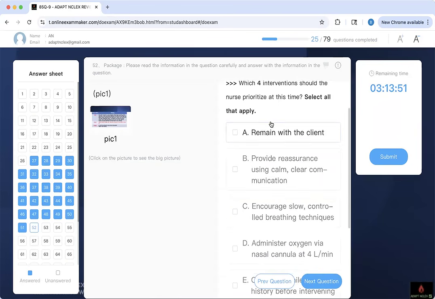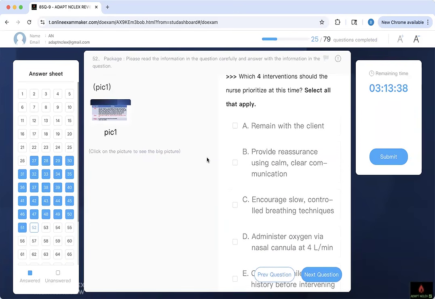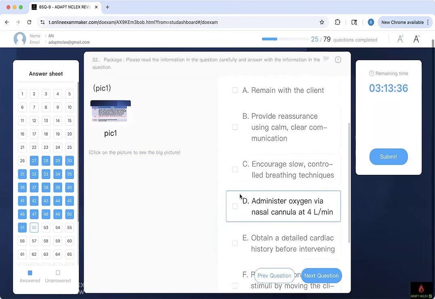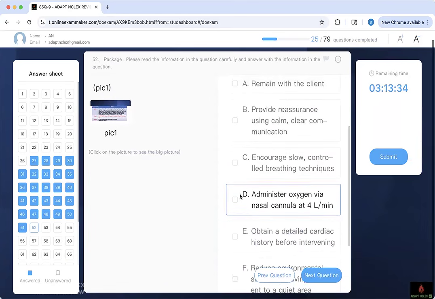What do you think? Which intervention should the nurse prioritize at this time? What do you think? Select or apply. This is what? Anxiety, a panic attack. Therefore, anything that you're doing while you are not with the patient is a wrong answer.